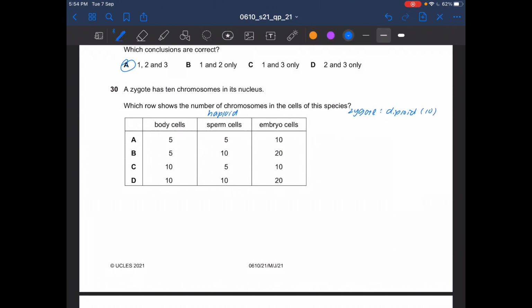So haploid would be 5. So B and D would be incorrect. And for body cells and embryo cells, they are both diploid too, so the answer will be C.